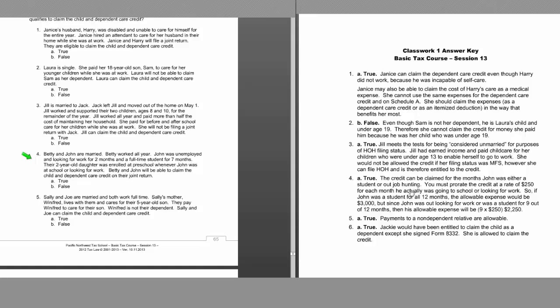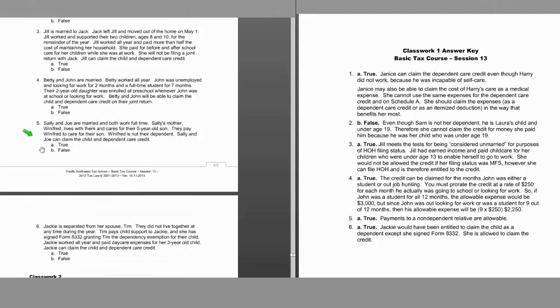And in this case, if you go over and look at question number four, true, the credit can be claimed for the months John was either a student or out job hunting, and you must prorate the credit at a rate of $250 for each month he was actually going to school or looking for work. So if John was a student for all 12 months, the allowable expense would be $3,000, but since John was looking for work or was a student for 9 out of 12 months, then his allowable expense would be 9 times 250, or $2,250.